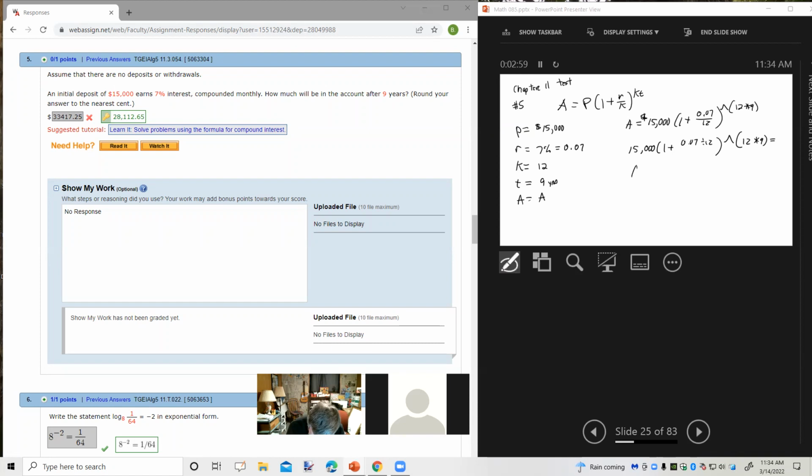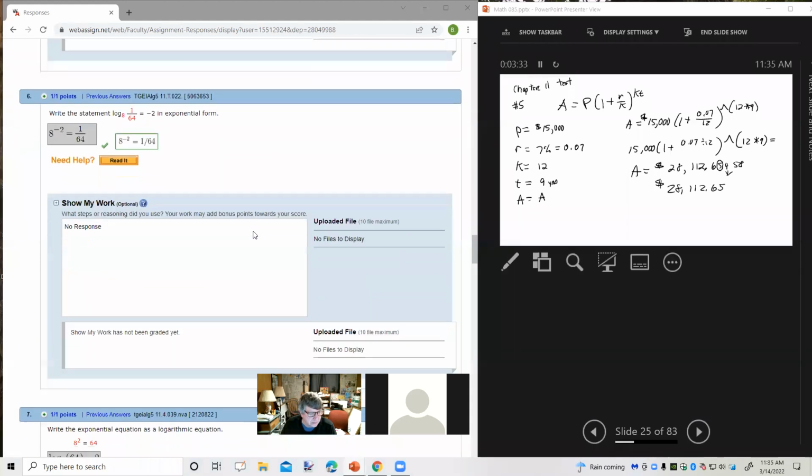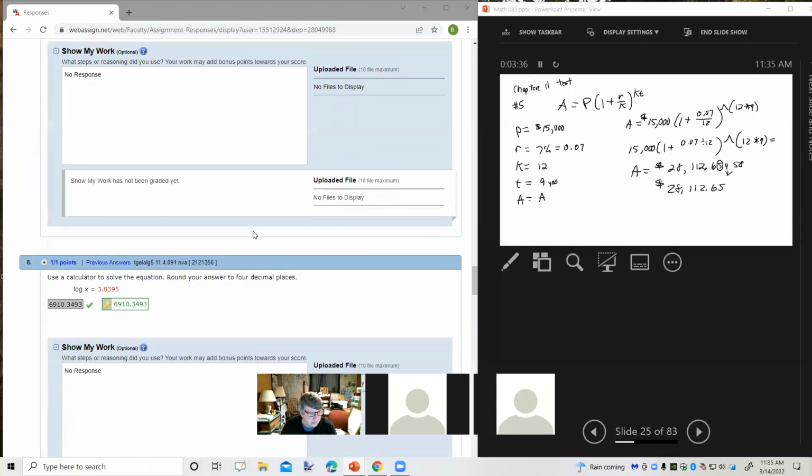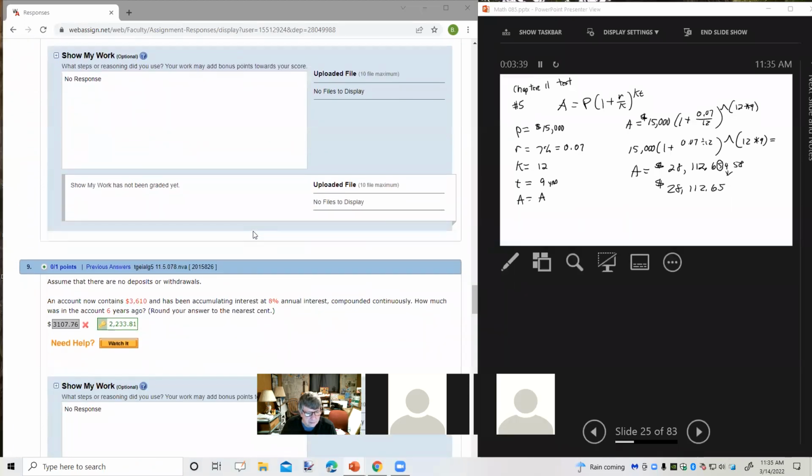And I get A equals 28,112.65458. Now, it says round to the nearest cent. Since this is dollars, the nearest cent would be right there. The 4 would round down, so you'd get $28,112.65. Okay with that? Any questions there? No, it makes sense. I used the wrong formula. Ah, okay. Yeah, so did I in one of the problems.